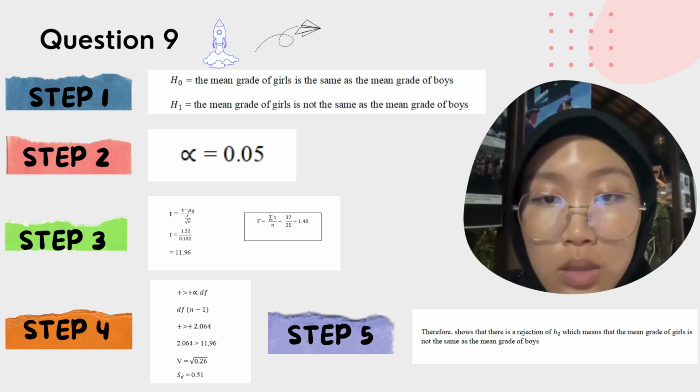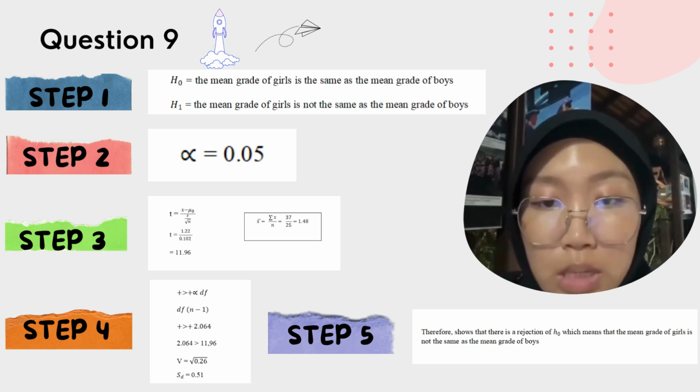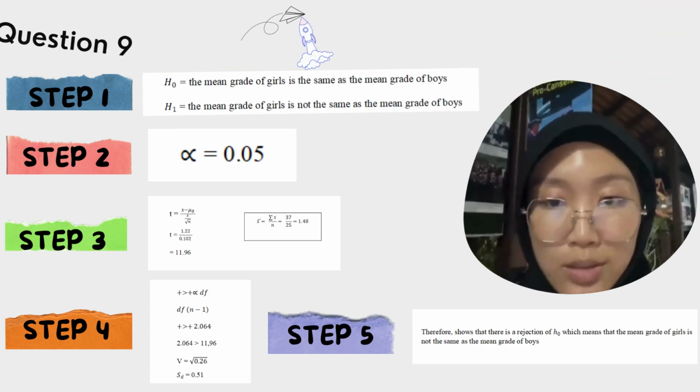Step 5 shows that there is a rejection of H0, which means that the mean grade of girls is not the same as the mean grade of boys.